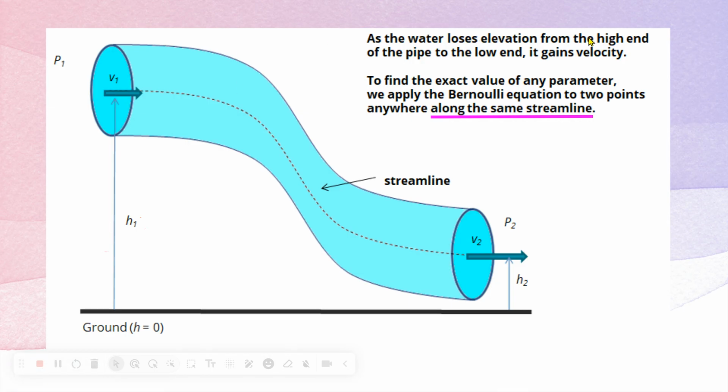So as the water loses elevation from the high end of the pipe to the low end, it gains velocity. Okay, we know that. Things that fall are going to get faster. They're also losing gravitational potential energy, okay, and gaining kinetic. To find the exact value of any parameter, we apply the Bernoulli equation to 2 points anywhere along the same streamline. So that's what I was saying, stay right in the dead center of your pipe, and then you can do your calculations.